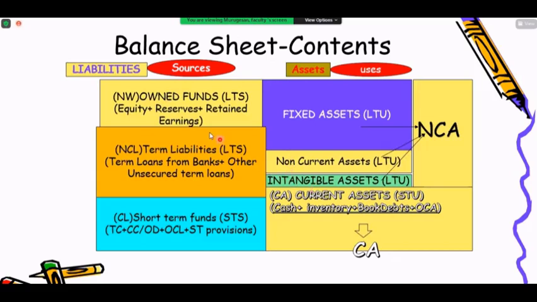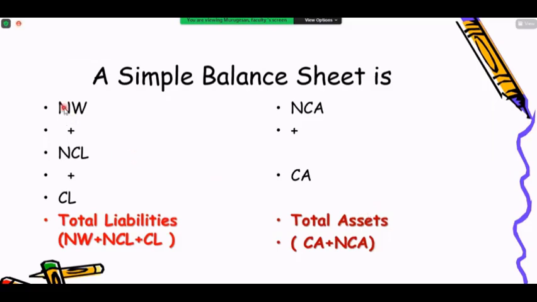So the balance sheet will tally three segments of liabilities and two segments of assets. Now this is the simplest balance sheet. Now we are going to the practical, and to understand the practical you should have a theoretical background. These are the contents of the balance sheet. Okay, friends, understood?